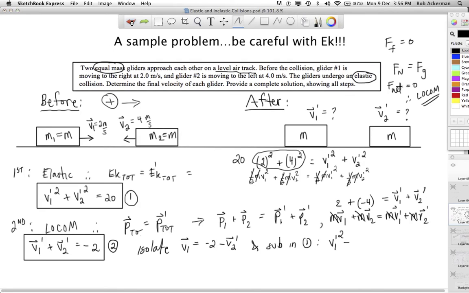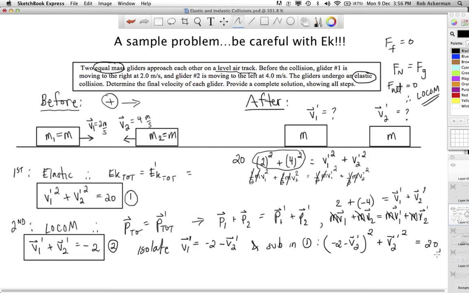Sorry, I just realized I did the wrong numbers here. Let me try that one more time. We isolated for v1 prime, so I did a lot of things wrong here. There we go. That should be prime. Now let's sub in. So v1 prime squared is going to be negative 2 minus v2 prime and we have to square all of that like this, plus v2 prime squared, and that's equal to 20.